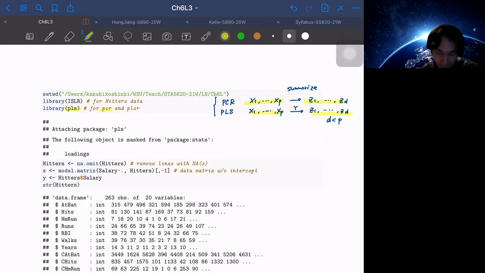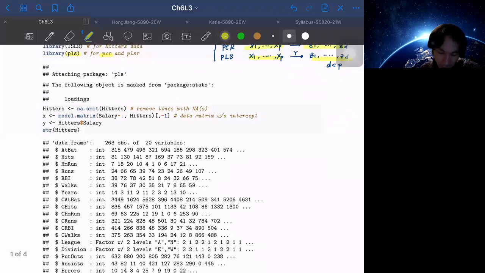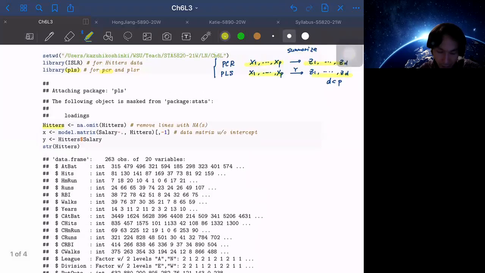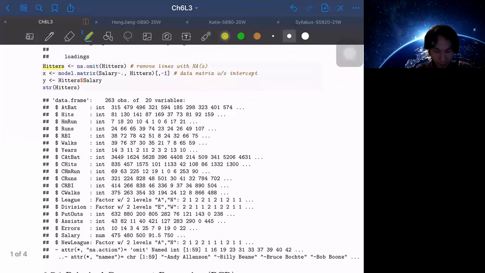Okay, so at first, how to apply PCR. We use the Hitters data. This is the baseball batters data in the ISLR package, and this is the data set. We want to predict salary by several performance measures. These performance measures are highly correlated, for example, home runs.